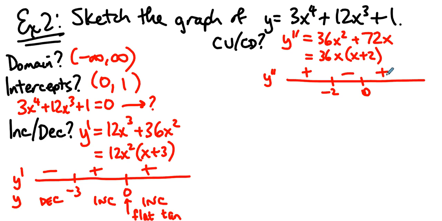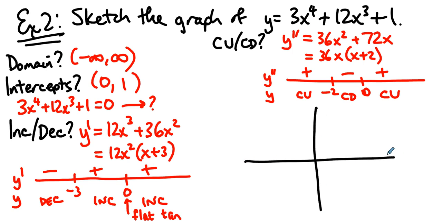Hopefully you found out that it goes positive, negative, positive, which means that the original function is concave up, and then concave down, and then concave up. So let's put a picture together. What does this thing look like? So again, our figure is totally not to scale. At -3, the original function is at -80. And at -2, the function is at -47. And at 0, the function is at 1.